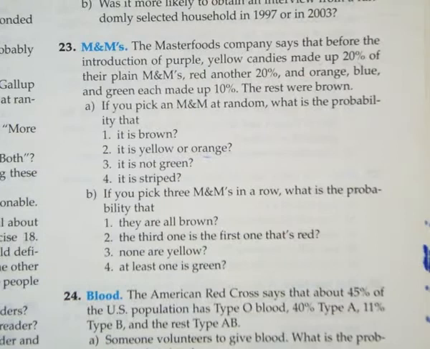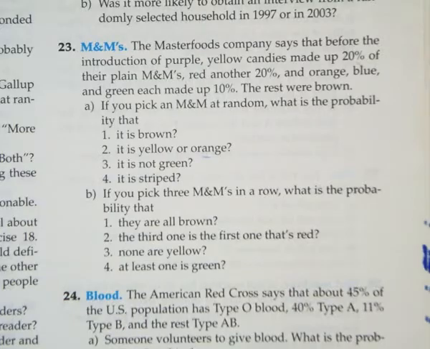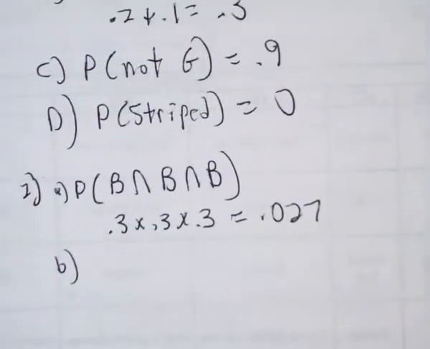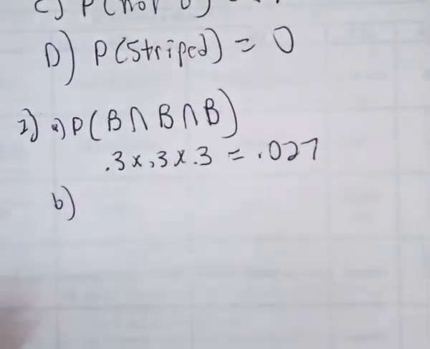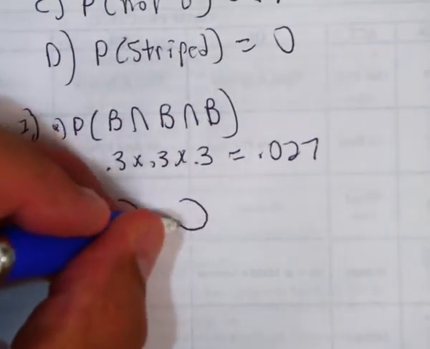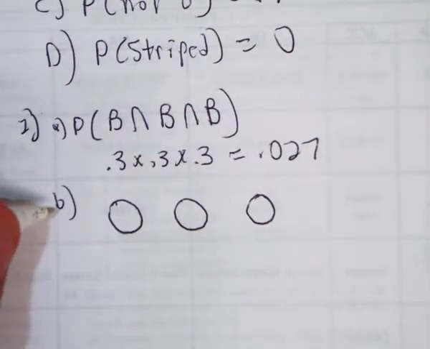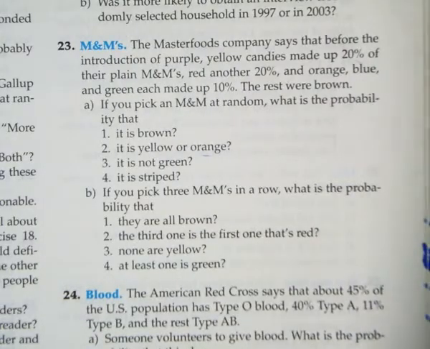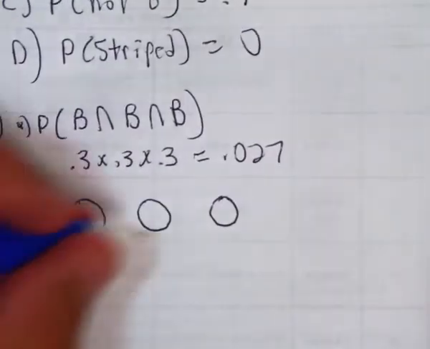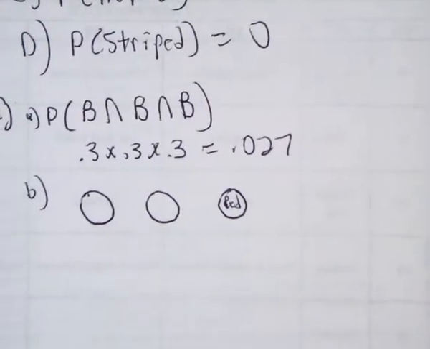B, the third one is the first one that's red. Okay, the third one is the first one that's red. So let's think about this. You're going to pick 3 M&Ms in a row. So the third one is the first one that is red. So the third one is red. So what are the first 2 then?